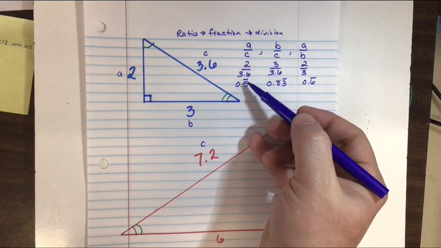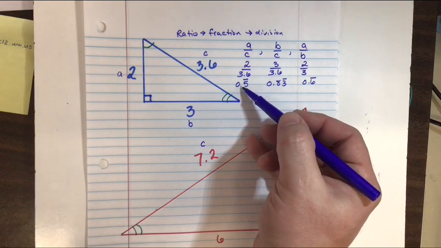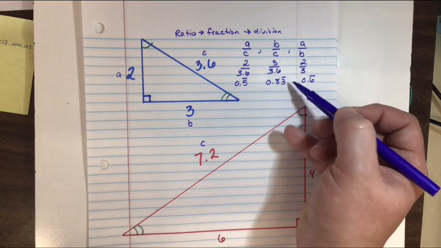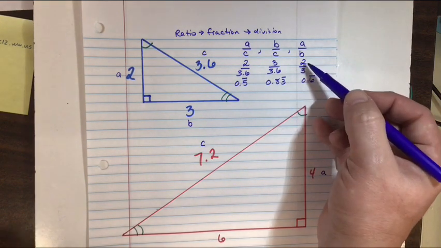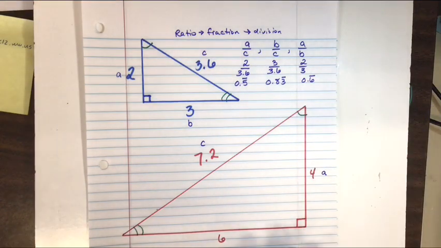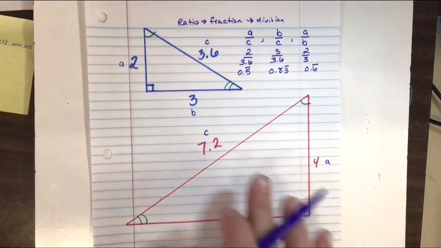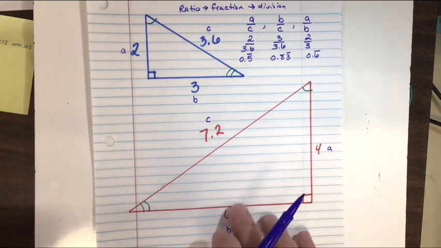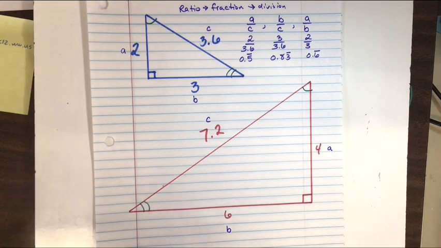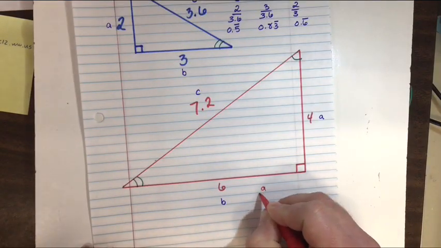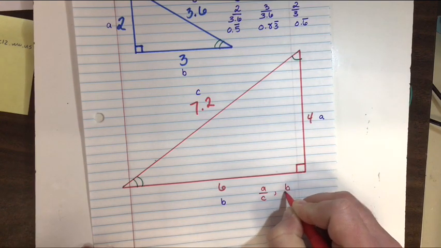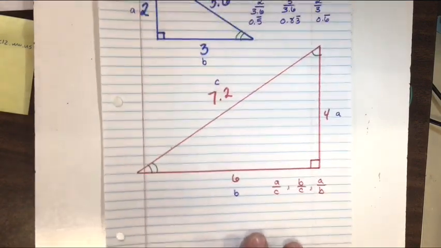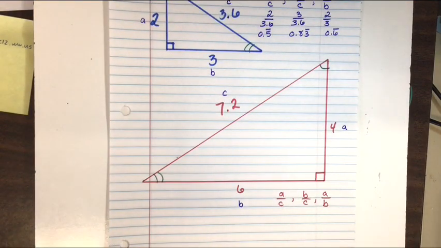Okay, 2 divided by 3.6 is the repeating decimal, 0.5 repeating. 3 divided by 3.6 is 0.83 repeating. The 3 repeats after the 8 there. And then this one is 0.6 repeating. And so what I want us to do now, we're going to look at the red triangle, and I've already told you that these are basically the same shape, but I've changed the side lengths. What I want you to do is come up with those same three ratios for the red triangle. A over C, B over C, and A over B. So pause the video, give yourself time to find those.